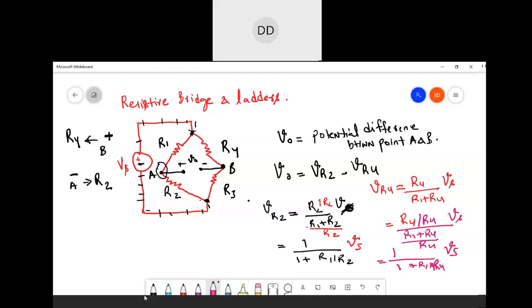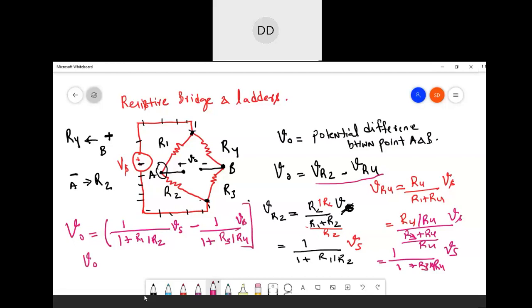What I can write is V0 equals VR2 minus VR4. So instead of VR2, I can write 1 by 1 plus R1 by R2 into Vs, minus 1 by 1 plus R1 by R4. Sorry, in the second network it's not R1, it has to be R3. So this has to be R3, so it would be 1 plus R3 by R4 into Vs.